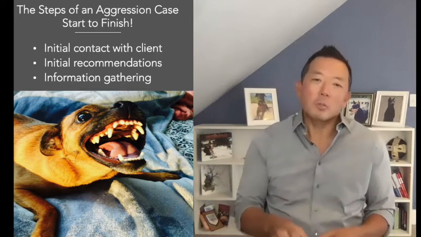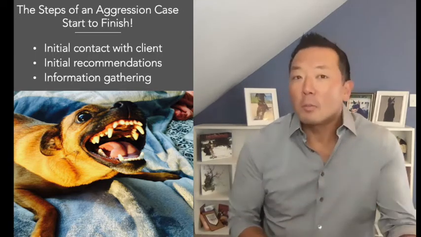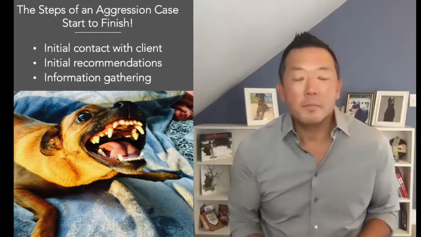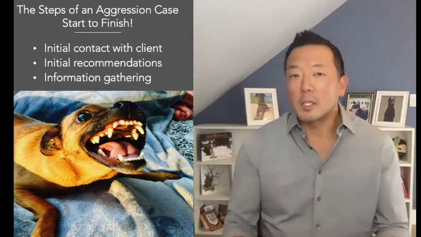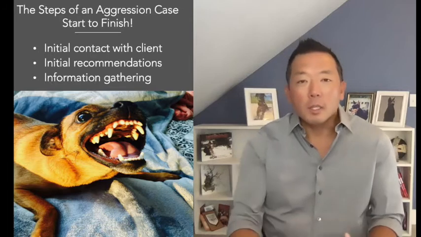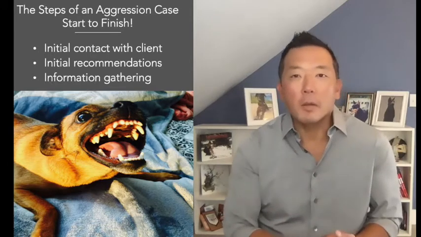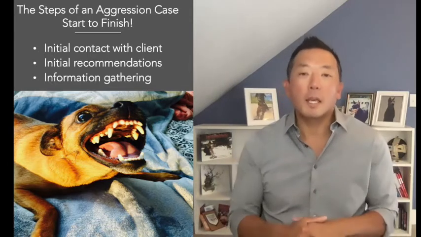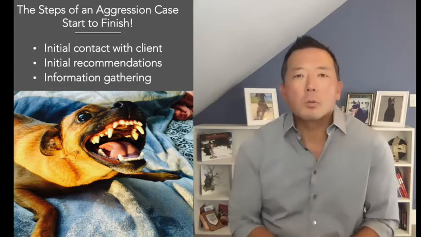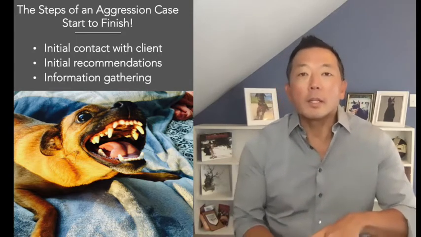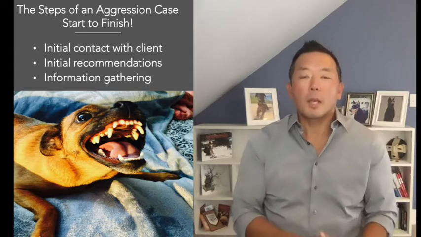And then, of course, when we get to their home or we meet with them online, we're going to go through the information gathering stage. That's where we're talking with the client and getting background about the case and the history of the behaviors. That's really one of the most crucial steps because we have to know the underlying cause for the behavior and what we can do to help that dog.